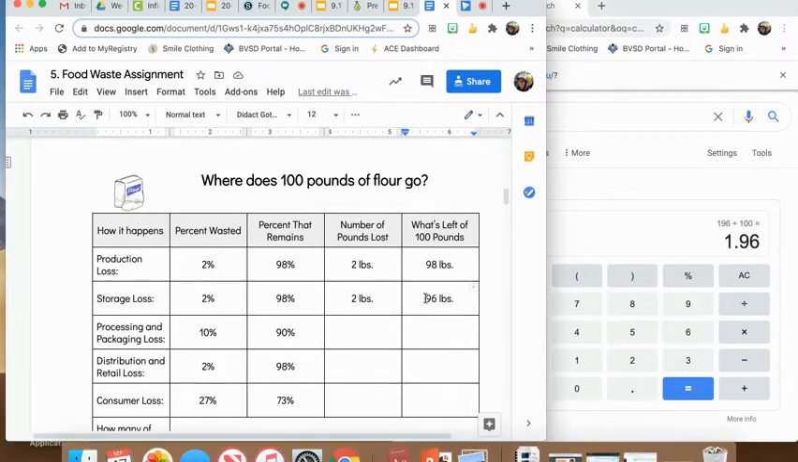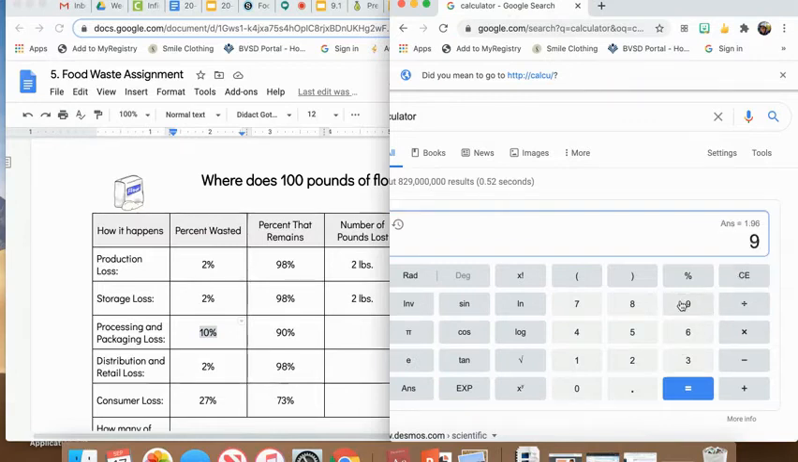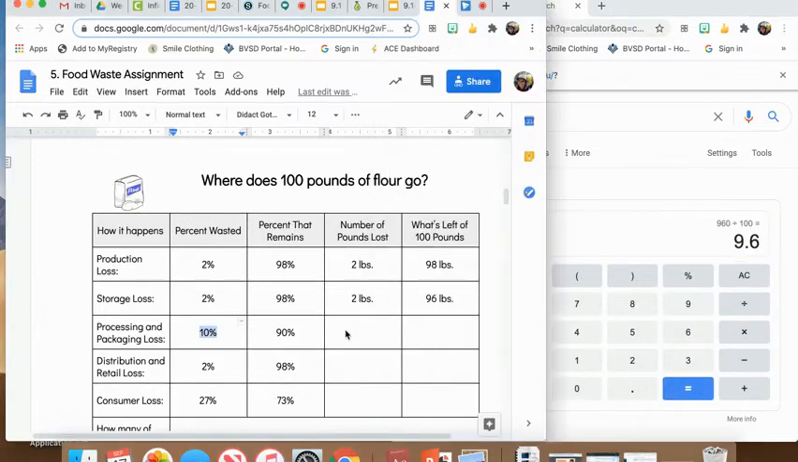So then I'd move on to processing and packaging loss. So I got 96 pounds, 10% is wasted during this, so I'm going to do 96 times 10 divided by 100. So 9.6, that means about 10 pounds are lost. Okay, and if we had 96 pounds and now we've lost 10 pounds, that means now we have 86 pounds.